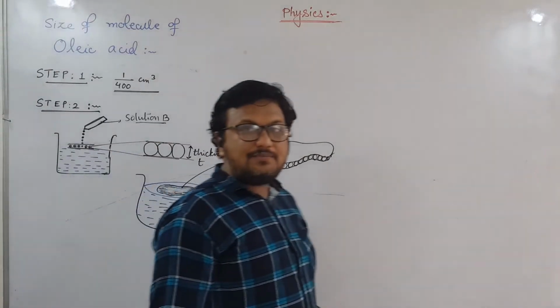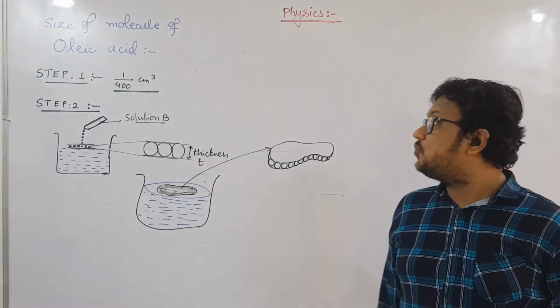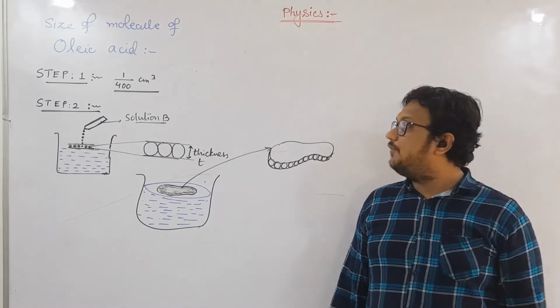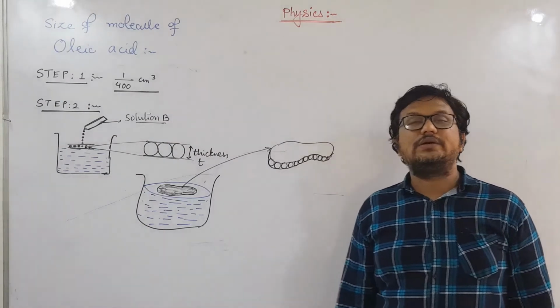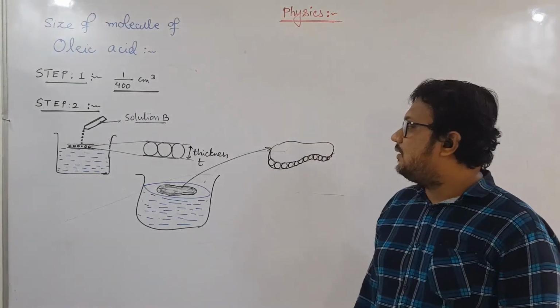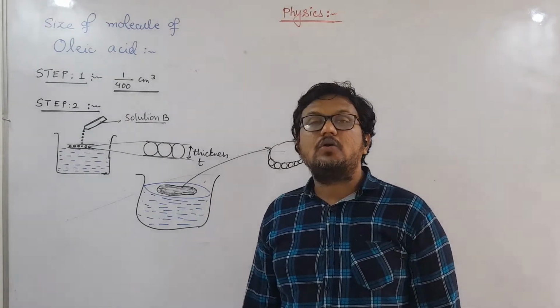In our first step, we have discussed how to dilute oleic acid, and we got concentration of 1/400 centimeter cube of oleic acid. Now the next step is to prepare a monolayer of oleic acid.